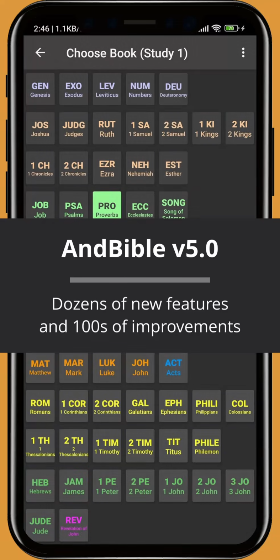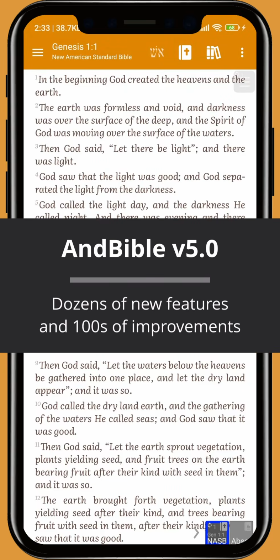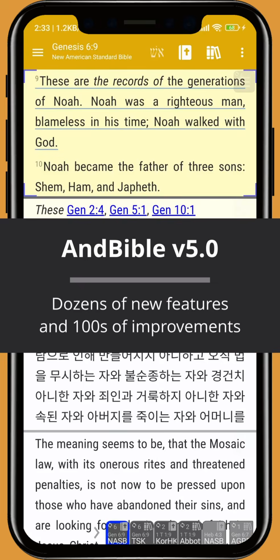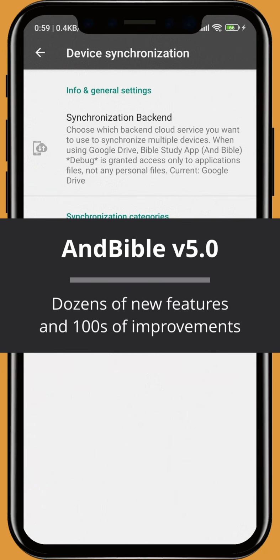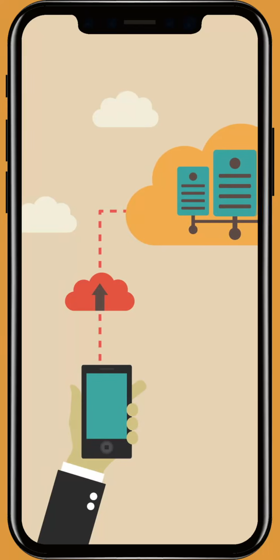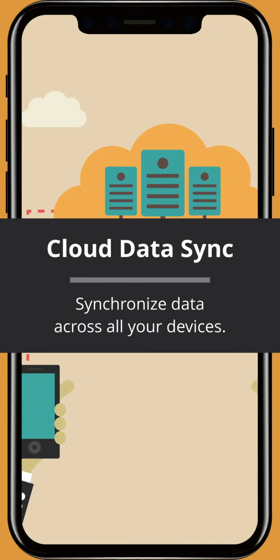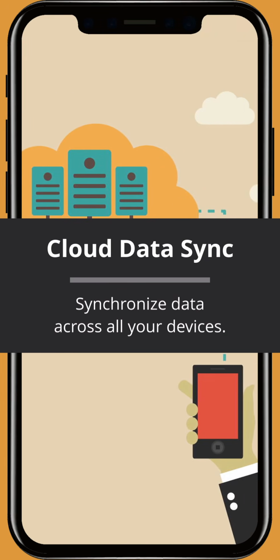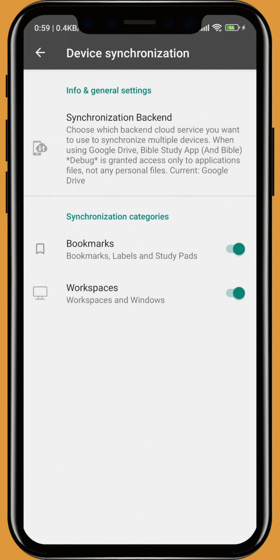AndBible version 5. Hundreds of big and small changes are included in this latest release. First, let's look at all the major features. Synchronize data across all your devices. All your Android devices can now share the same bookmarks, notes, study pads and workspaces.